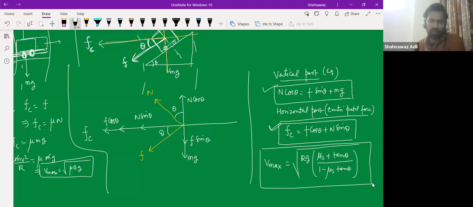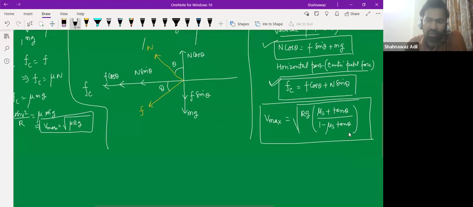So you saw that in the case of the unbanked road, theta is 0. So if theta is 0, then you will get root of mu rg. You will get the unbanked road condition. But if you have the banked road, then this would be the maximum permissible speed.